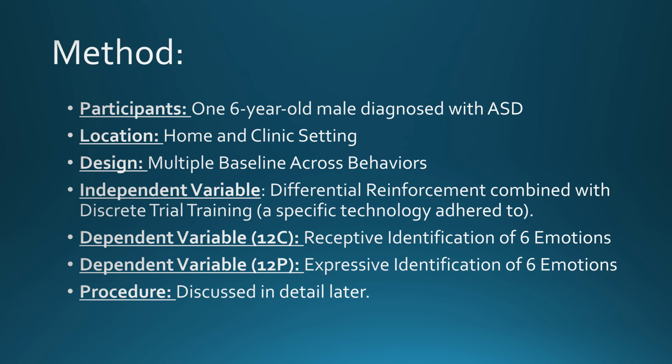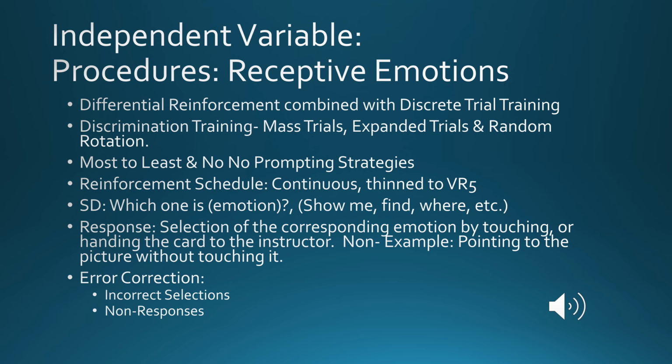he spoke. We used differential reinforcement combined with discrete trial training, in which each response emitted by the learner was immediately consequated with either reinforcement or an error correction procedure. Discrimination training consisted of mass trials, expanded trials, and we established mastery criteria in a random rotation with the learner achieving an aggregate correct response rate of 90% across 2 consecutive days with 2 different people.